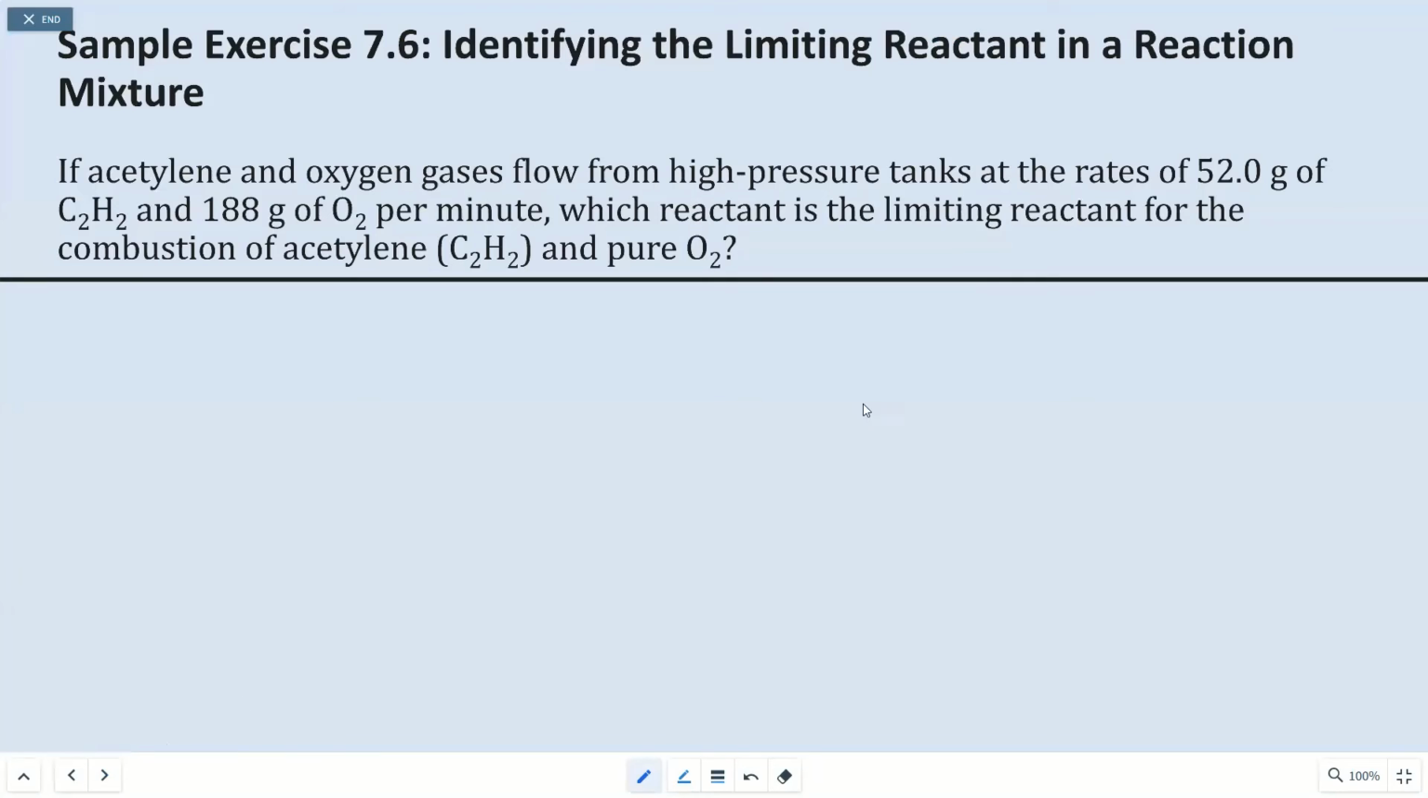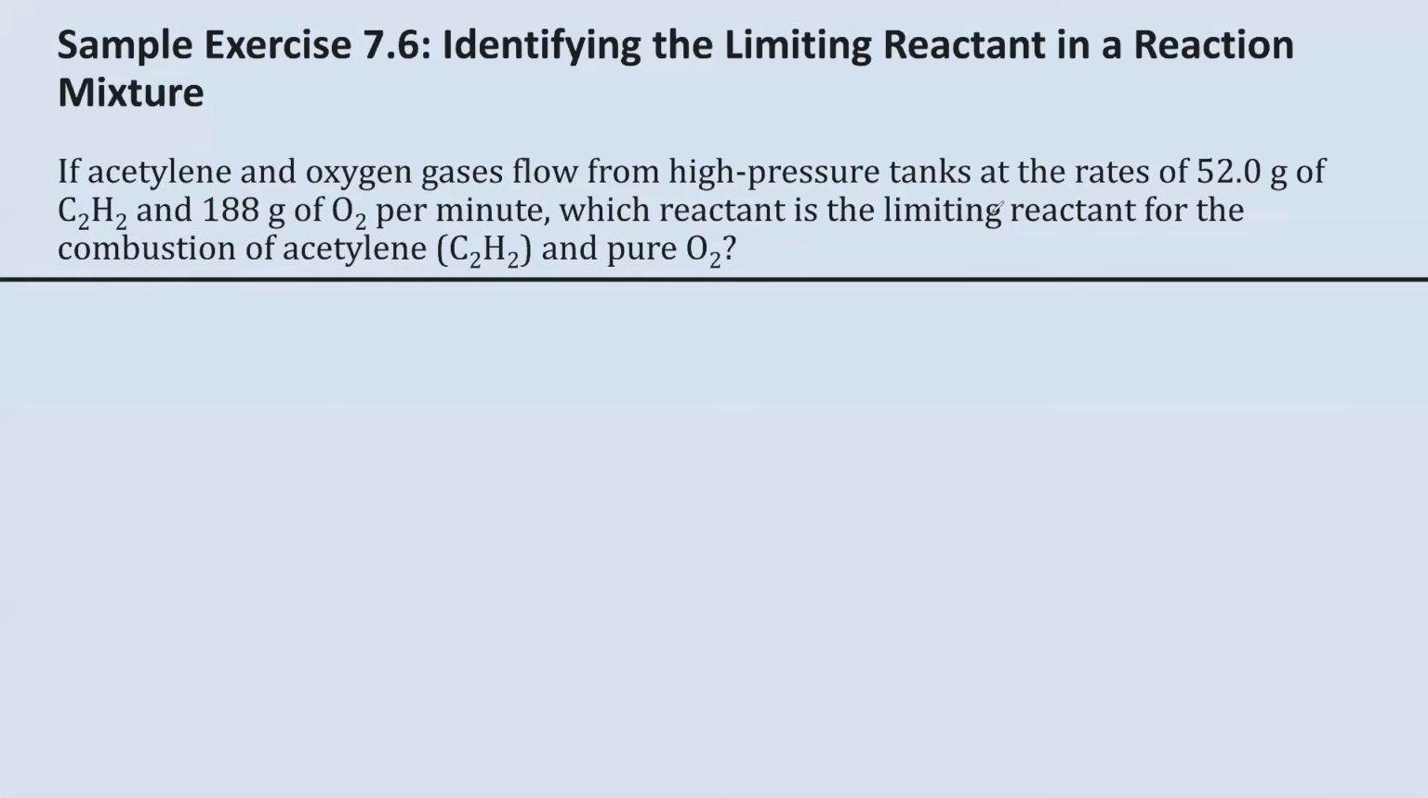So let's take a look at a chemical example problem here. So here we're told that we have acetylene and oxygen, and we have 52 grams of acetylene, 188 grams of oxygen. What we want to know is, what is the limiting reactant in the reaction between acetylene and oxygen?